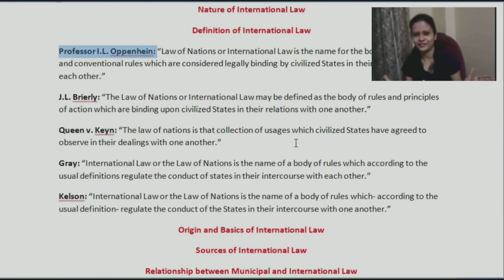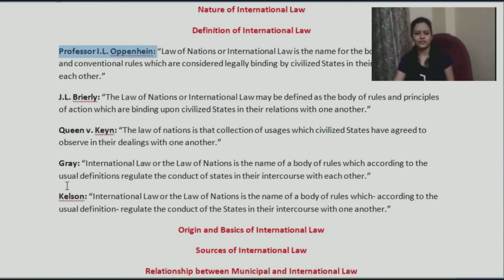Now, the fourth definition, which is given by Gray. International law or law of nations is the name of a body of rules which, according to usual definitions, regulate conduct of states in their intercourse with each other. So these definitions, if you see, are somewhat similar with one another, and it's not difficult, right? These are the easiest definitions that I have picked from the book, so you can go for this. So it will regulate our conduct when we are dealing with other different states, right? So this is the definition given by Gray. Again, very simple to remember.